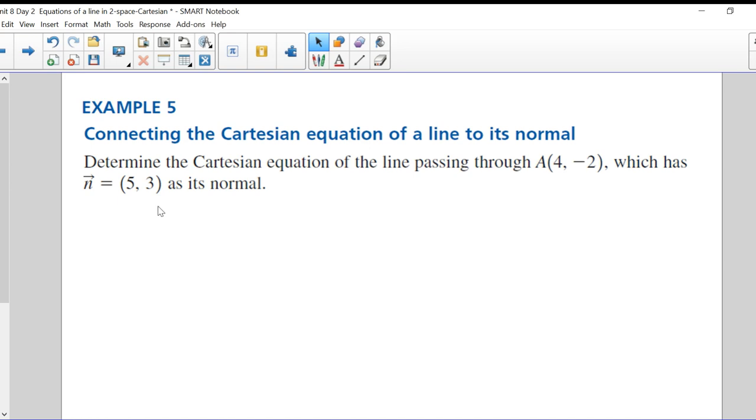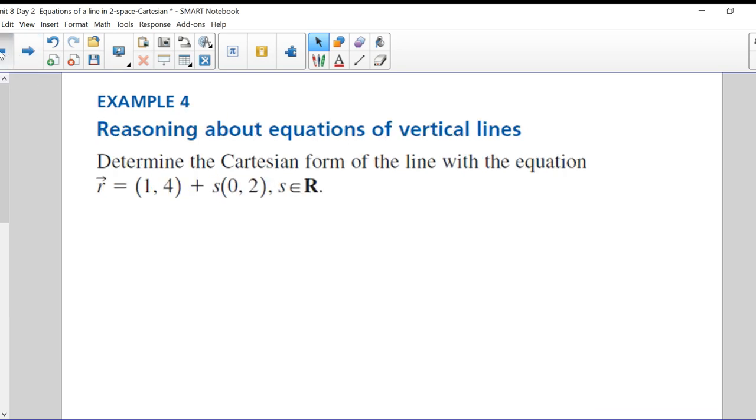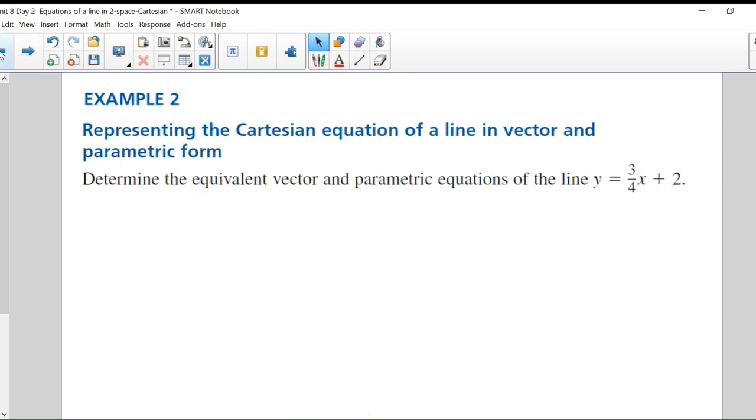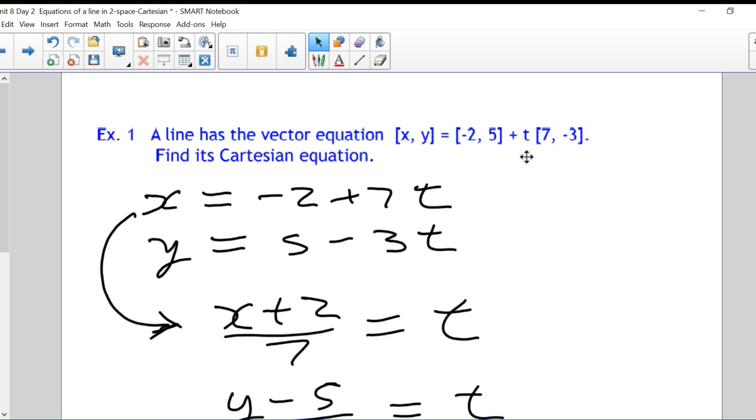Well, yeah, that's fine. But if I'm writing the Cartesian equation, shouldn't I just use the 5 and the 3 then? Isn't that the case? You remember what we said before? Let me take you back again. The 5 and the 3 is a normal. Let's go back and have a look at this one that we did before. That was this one here.